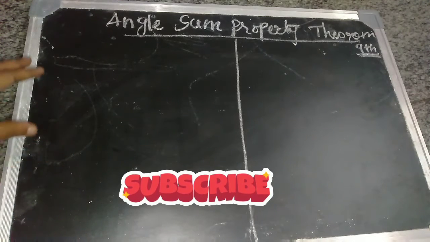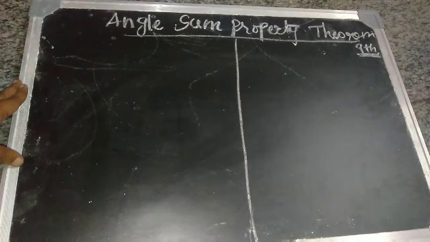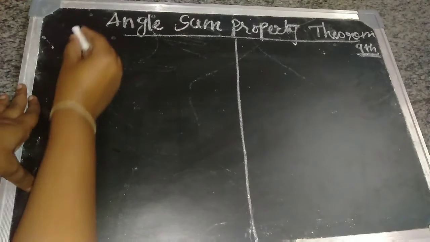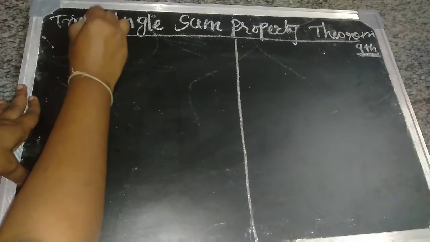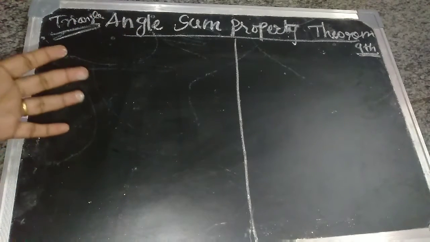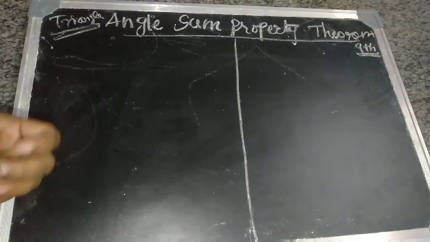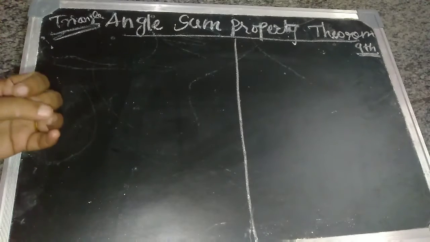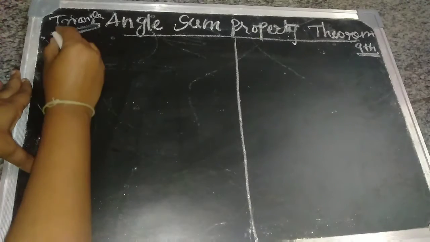We are going to see the angle sum property theorem. Okay, it is 9th standard. What is angle sum property? It means it is the triangle angle sum property theorem. Okay, in a triangle we clearly know the sum of the three angles is 180 degrees. But how we prove it, only that we are seeing in this theorem.